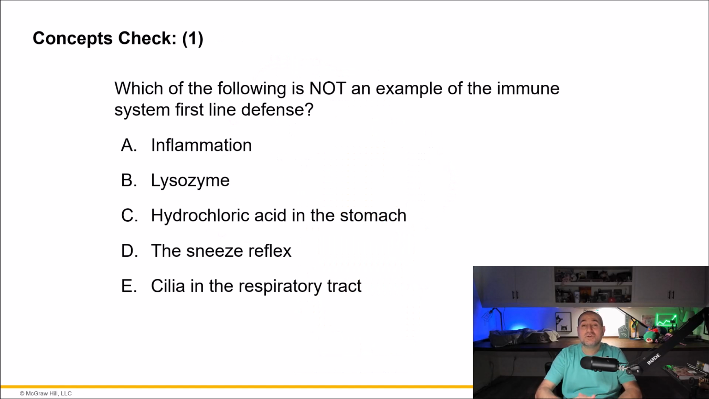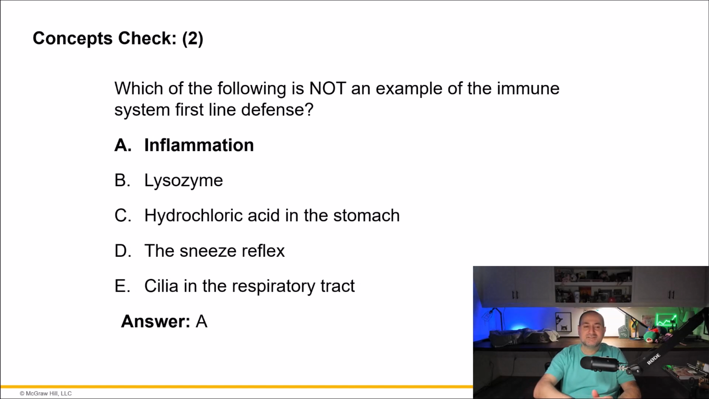And again, as always, remember that the concept checks may appear on the exam. So it's worth learning them and remembering them. So remember this one. Which of the following is not an example of the immune system's first line of defense? And do you remember the answer? It was inflammation, right? That's the second line of defense.